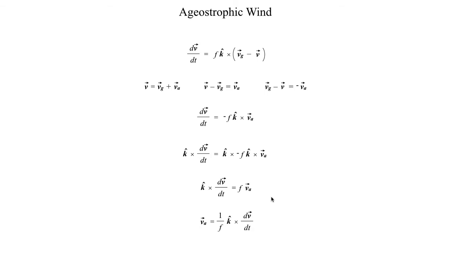But now we've got a term that can actually account for any accelerations that might be present, and the acceleration is only related to ageostrophic wind. There's no relationship between acceleration and geostrophic wind. Any acceleration in the flow must be due to the ageostrophic component in the wind, that is, the component of the wind that is not in geostrophic balance.